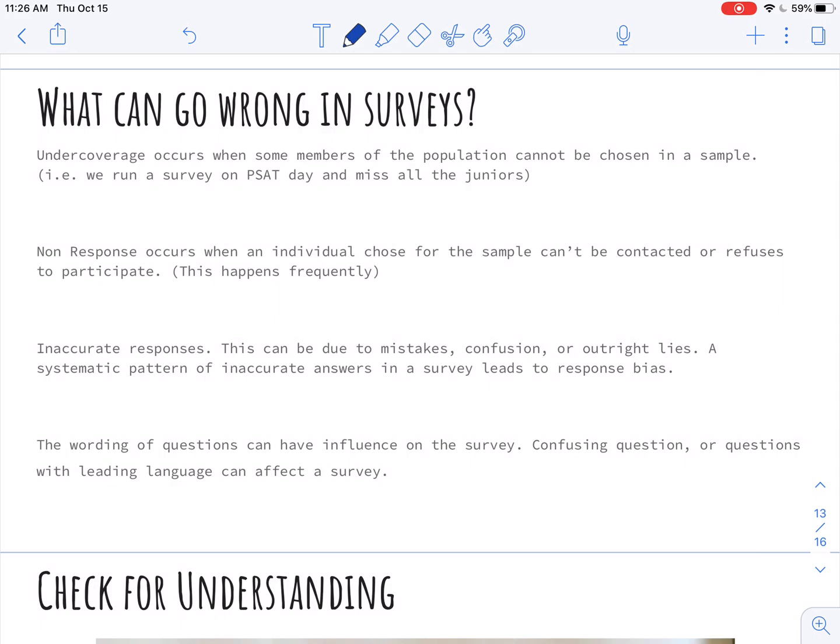And then finally, the wording of questions can influence the survey. So a confusing question might lead somebody to answer the wrong way. They might not understand what was being asked, and that could be a mistake. Other ways can just be very, very leading questions. So again, I'm not trying to be political here. I'm not trying to give a political opinion, so I'll do one both ways.